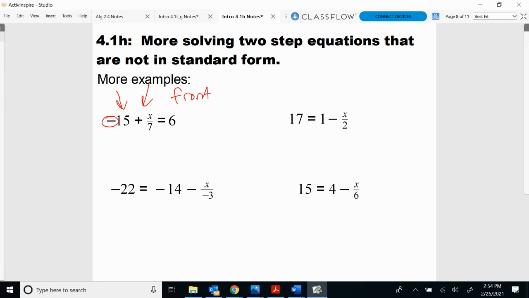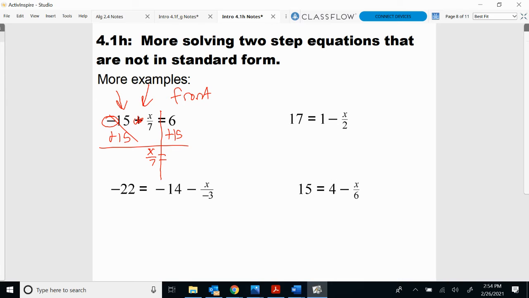I'm going to do the opposite, and I'm going to go plus 15 and go plus 15 to that side over there. So when I do that, bring this down, I'm going to bring down the x divided by 7, and I don't need to bring the addition sign down because there's nothing there to add to it, and it's already positive. So I'm just going to bring down x divided by 7.